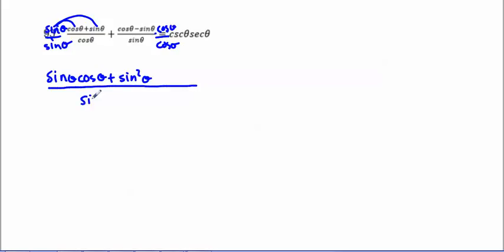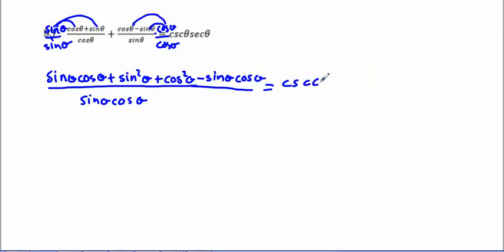So when I do that, I have sine theta cos theta plus sine squared theta, because I distributed to both terms in the numerator. And this has a common denominator, so I'm going to make one great big fraction. My denominator is sine theta cos theta. And then this cosine distributes to both of these. So I have plus cos squared theta minus sine theta cos theta. And this is supposed to equal cosecant theta secant theta.